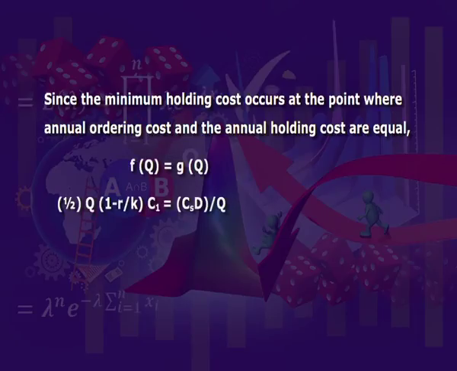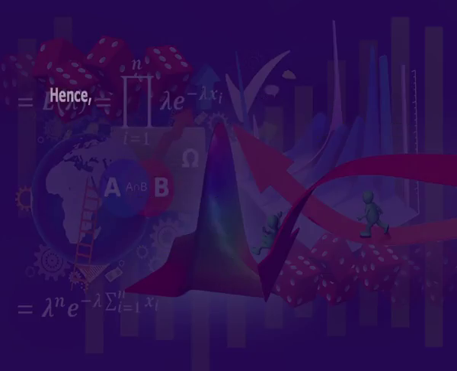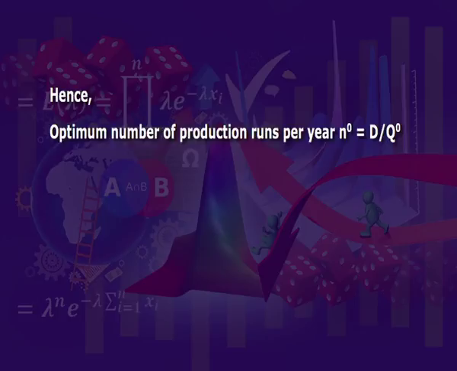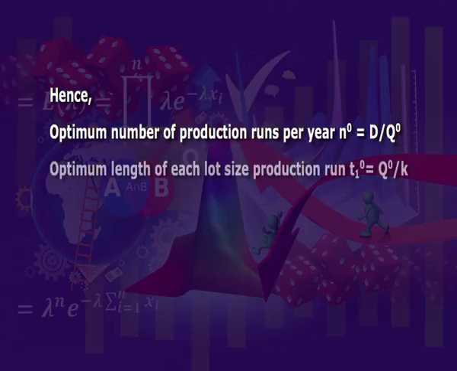Substituting the expressions of F(Q) and G(Q), we have half into Q into (1 minus R by K) into C1 equal to CS into D divided by Q. Simplifying the equation, we get the answer for Q. We denote by Q0 equal to under root of 2 into D into CS divided by C1 multiplied by (1 minus R upon K), and hence optimum number of production runs per year N0 equal to D divided by Q0. Optimum length of each lot size production run T10 equal to Q0 divided by K.